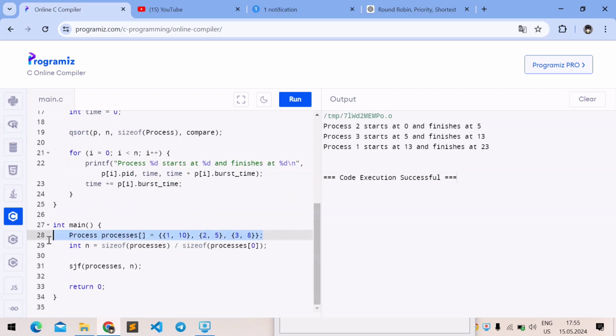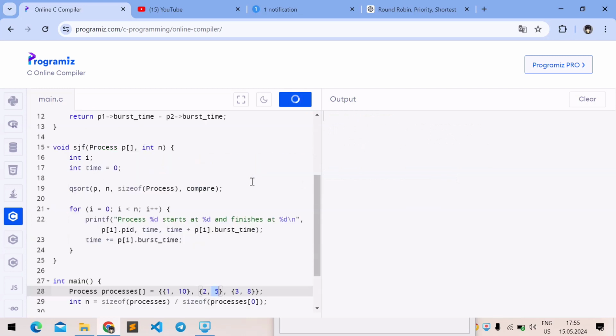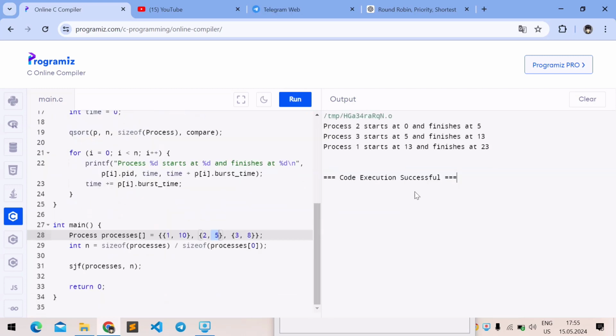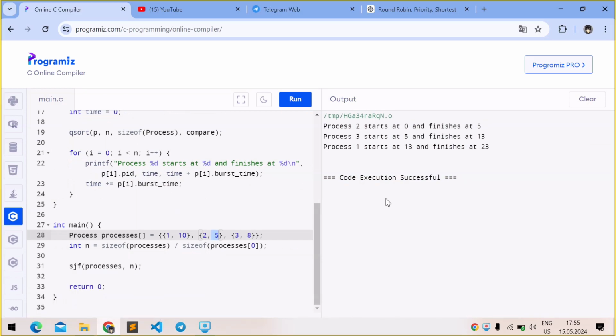Here, the test case: process with PID 1, its burst time is 10. Process with PID 2, its burst time is 5. Then if we run this code, we will see results like this. And let me explain these test cases.